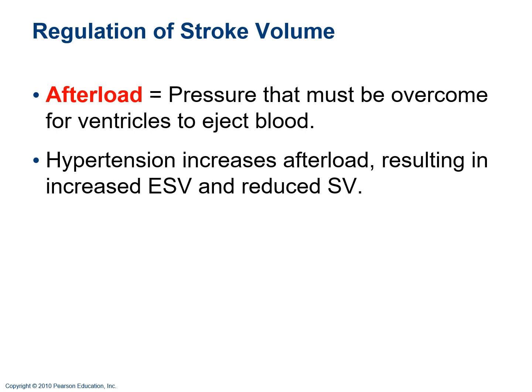Afterload is the pressure that must be overcome for the ventricles to eject blood. So hypertension, high blood pressure, is the #1 culprit that increases afterload, resulting in increased end systolic volume and reduced stroke volume. If you think about it, if there's too high of a pressure in the aorta or the pulmonary trunk, then when the semilunar valves go to open, it's tougher. And so it takes more pressure of the heart, takes more contraction work of the heart to get that blood out and into those vessels.